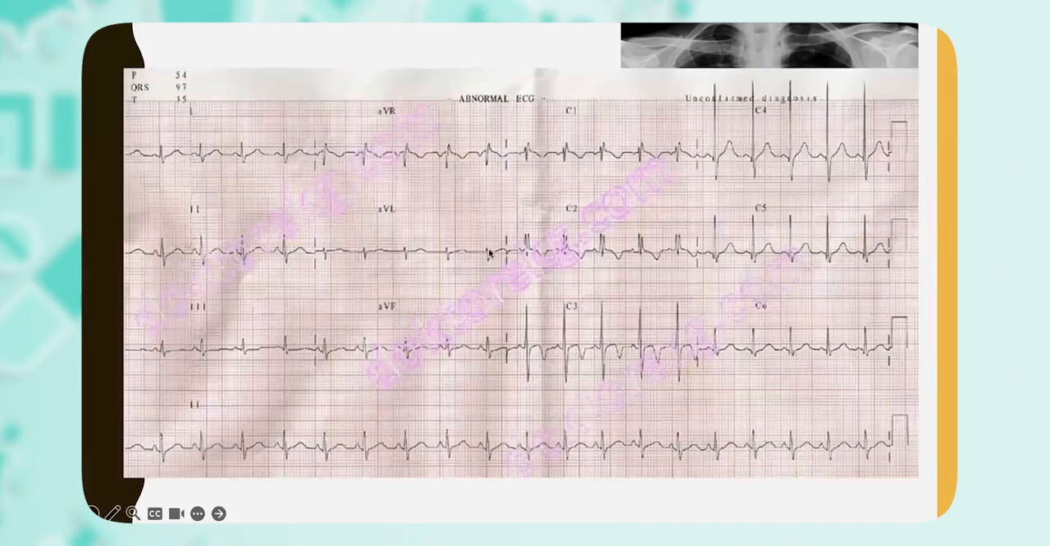I wanted to discuss this ECG. This is a typical ASD ECG. You can see the RBBB is here. There is right axis deviation. How can we know about it?